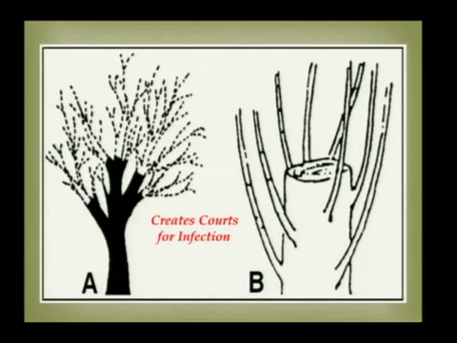B is a tree that's been topped. When a tree is topped, it produces five, six, seven, eight little tiny branches in response to the topping process. As courts of infection begin to work their way into that large round cut at the top, they work their way down into the wood. Those five to six to seven little branches turn into big branches as time goes on.